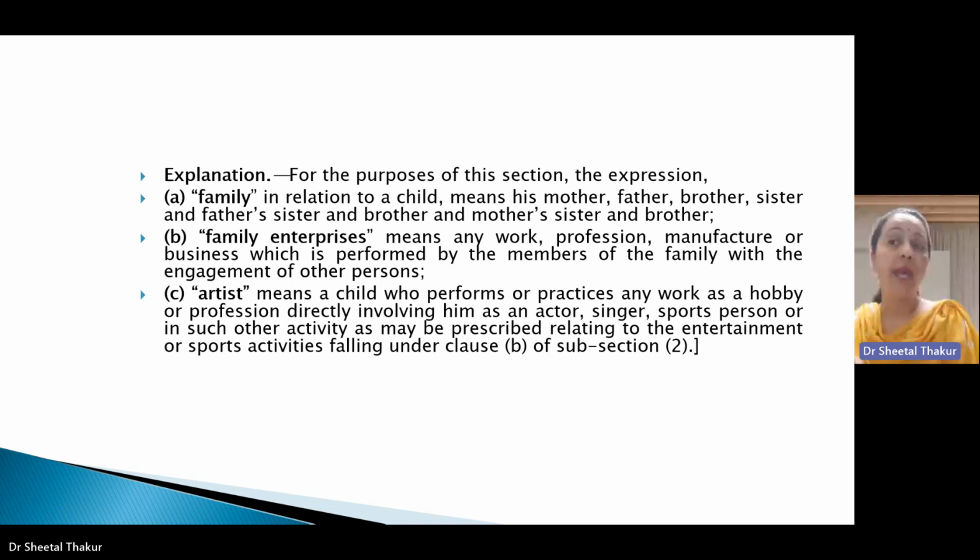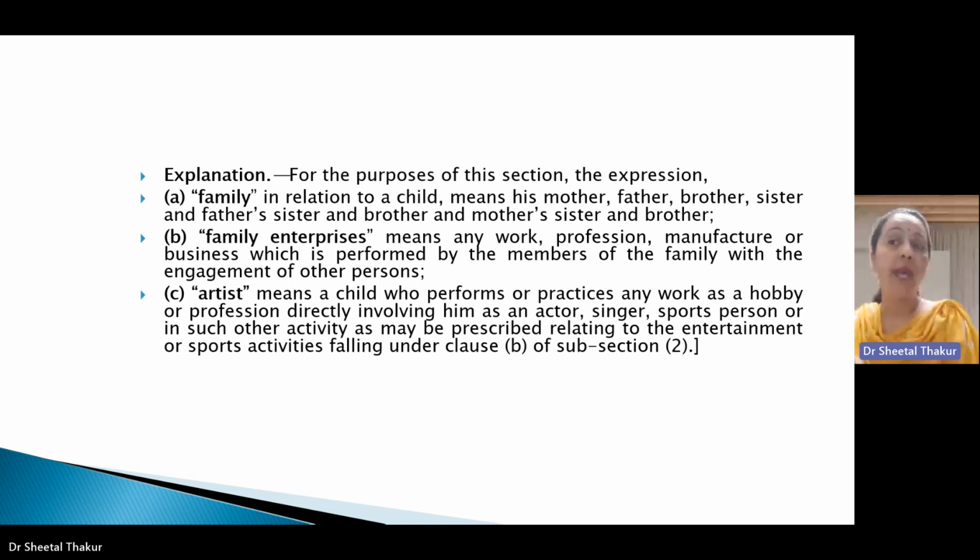He is also not allowed to work between 7 p.m. and 8 a.m. He will not be allowed to work overtime, and he will not be allowed to work in an establishment on any day on which he has already worked in any other establishment. So these are the regulations specified under section 7 of this act.